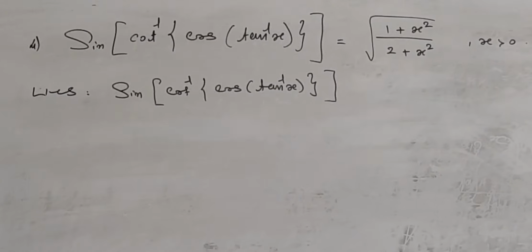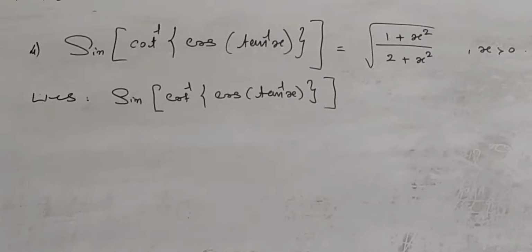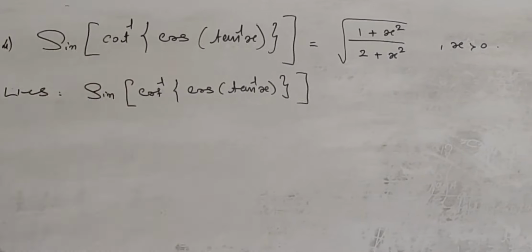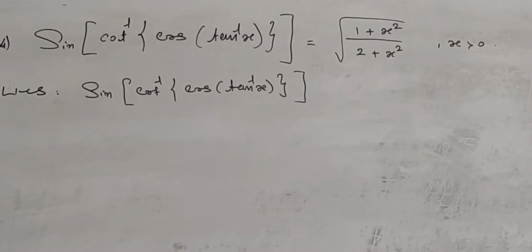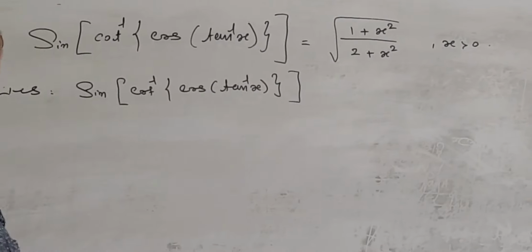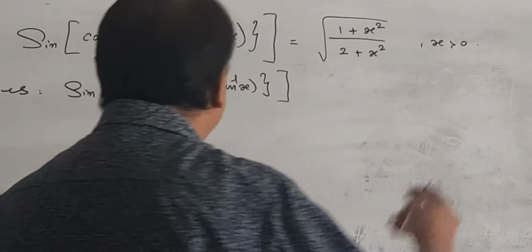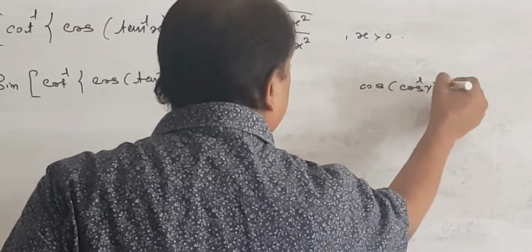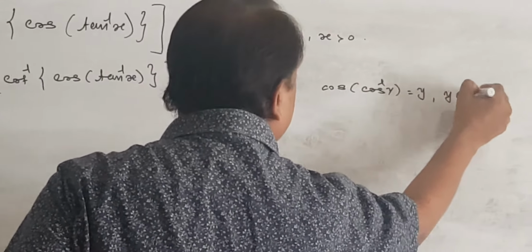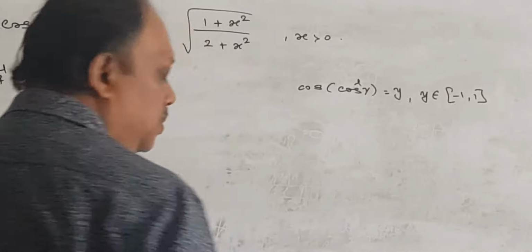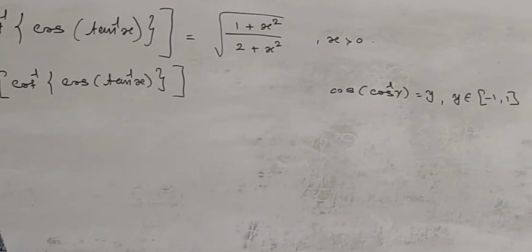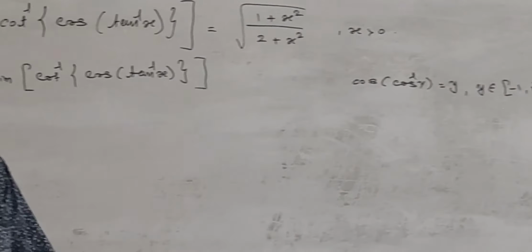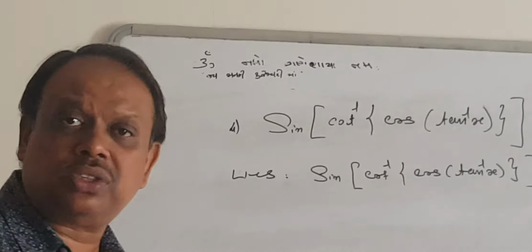Now see the fourth sum. Prove that sine of cot inverse of cos of tan inverse x is equal to root of (1 plus x square) upon (2 plus x square). We use this principle: cos of cos inverse y is y if y belongs to the closed interval minus 1 to 1. Tan of tan inverse y is also y. Sine of sine inverse y is also y, but y belongs to the closed interval minus 1 to 1.